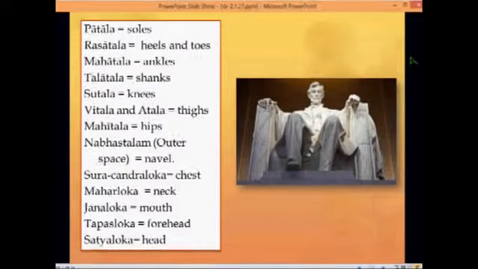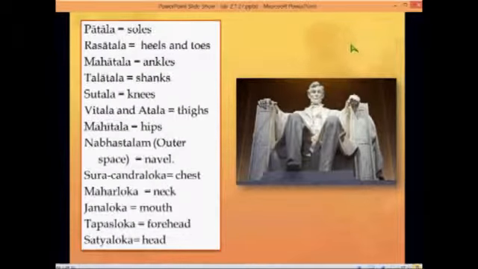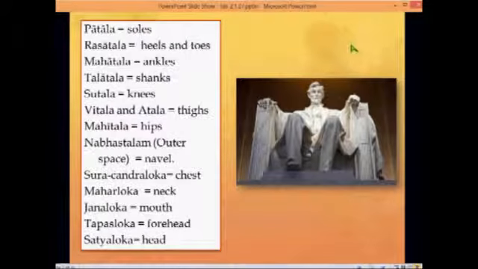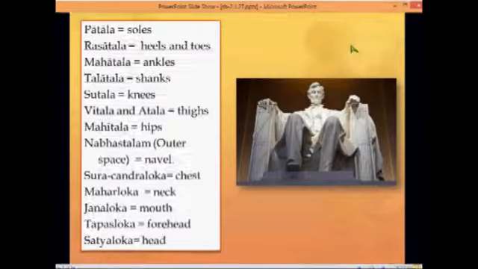Surya and Chandraloka are the chest. Maharloka is the neck. Janaloka is the mouth. Tapasyaloka is the forehead, and Satyaloka is the head. Okay, so pretty much we've got the whole form. Patala, Rasatala, Mahītala, Talatala, Sutala, Vitala, Atala, Mahītala, Avastala, Surya, Chandraloka, Maharloka, Janaloka, Tapaloka, Satyaloka.